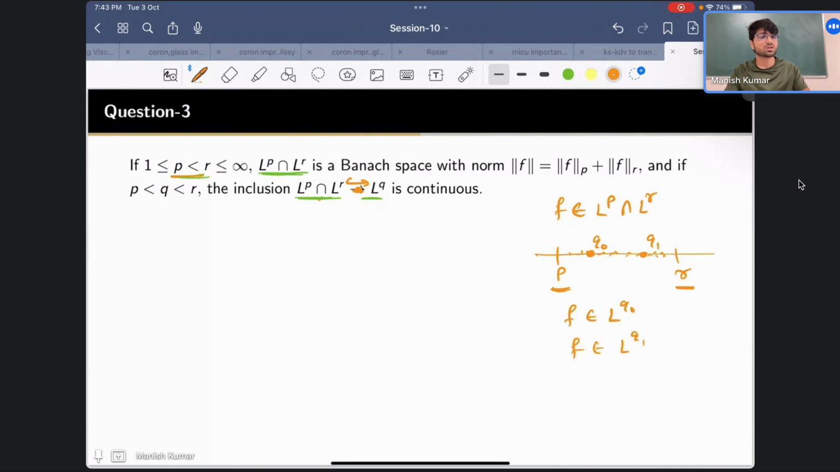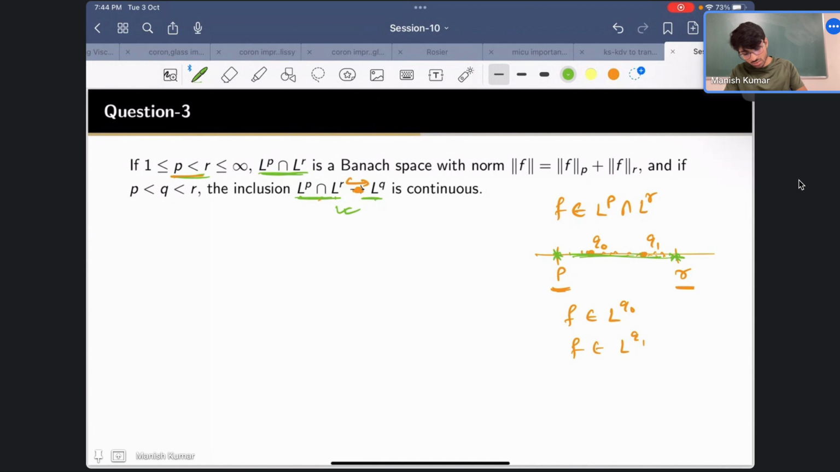So this is a sort of interpolation: if the function lies in L^p, and if it lies in L^r, then it lies in the spaces in between. So in all the spaces between p and r, it is there. This is what it says: if the function is in L^p and in L^r, then it is in L^q for all q lying between p and r.